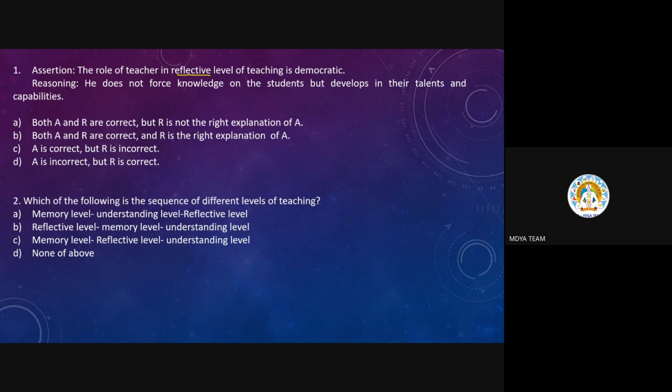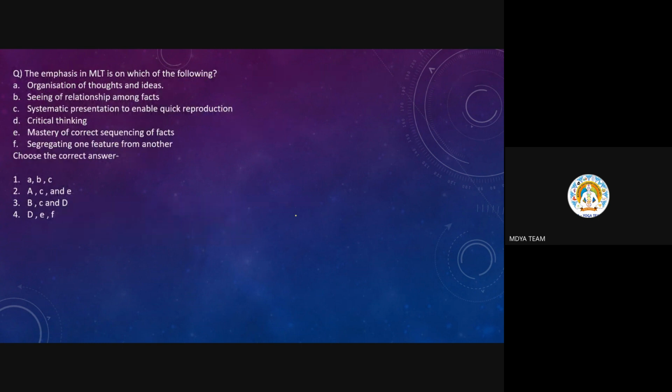Which of the following is a sequence of different levels of teaching? Very easy question. A, ma'am. Yes, A. Good. Now, just solve this question. The emphasis in memory level of teaching is on which of the following?